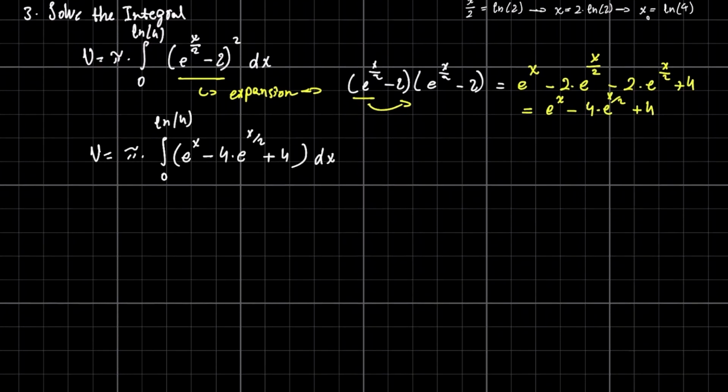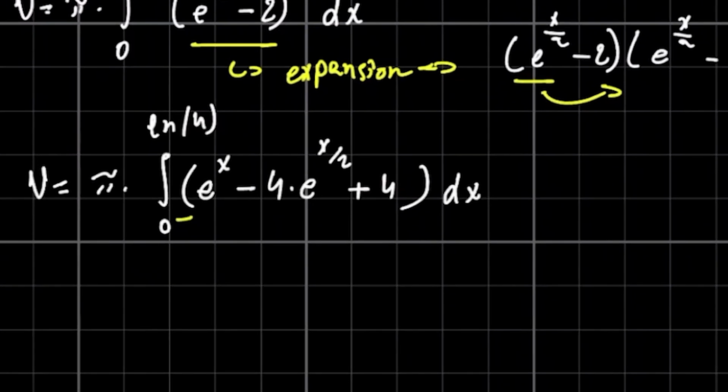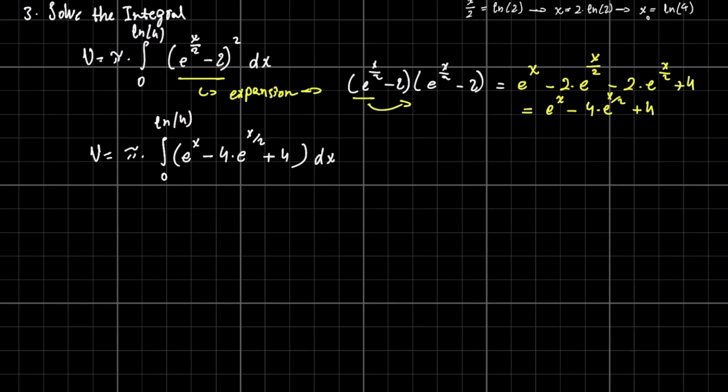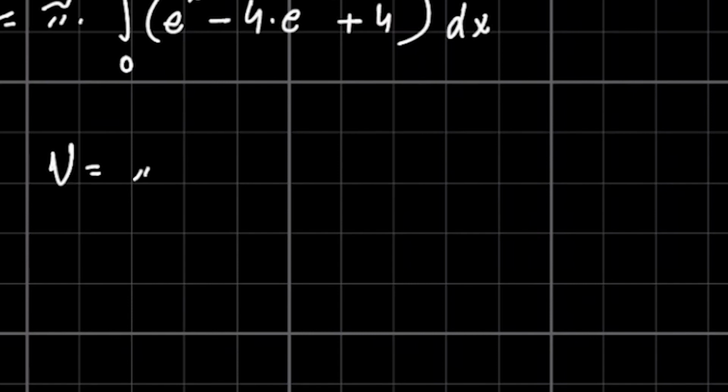So what I can do here now, I can split this integral into 3 integrals right here. Or I can just integrate as if I'm integrating a polynomial. So here, addition or subtraction, just integrating each term separately, the terms that are inside the integral. So here I'll have the volume is equal to pi, and then I integrate this first term right here, e to the power of x, and the integration of that is relatively easy.